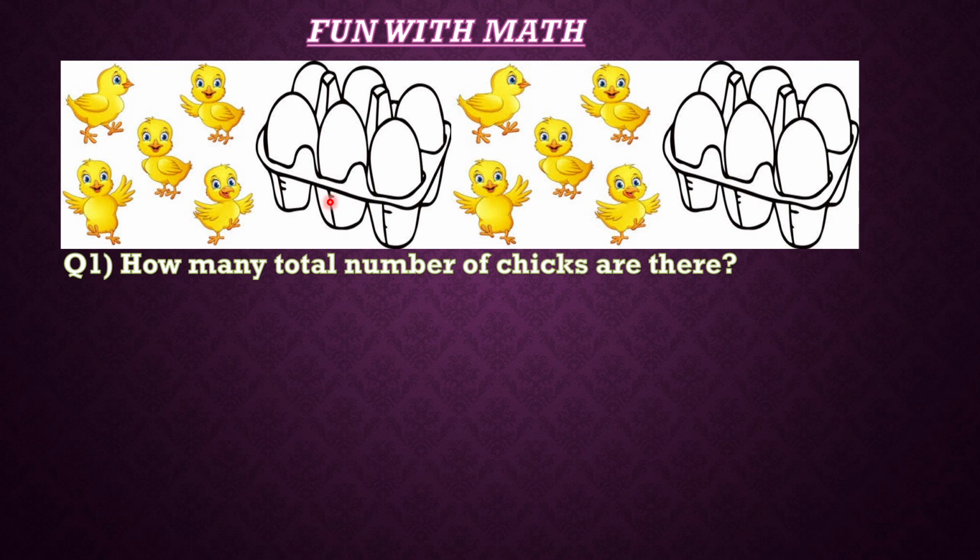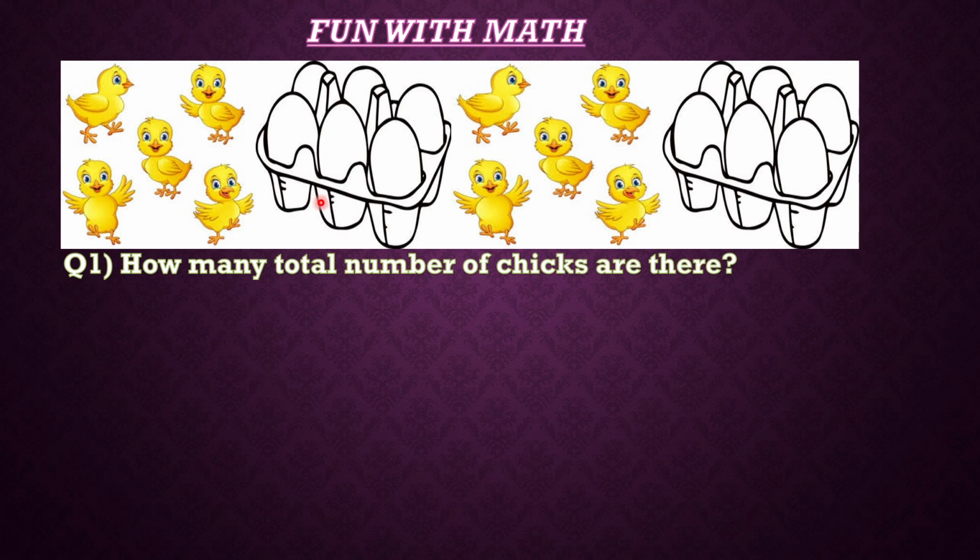Here is the question. How many total number of chicks are there? Here 5 chicks are there, here 5 chicks are there. So how many total? 10. See, when I say how many total chicks are there, your vision went here and probably it would have reached here, but not here.